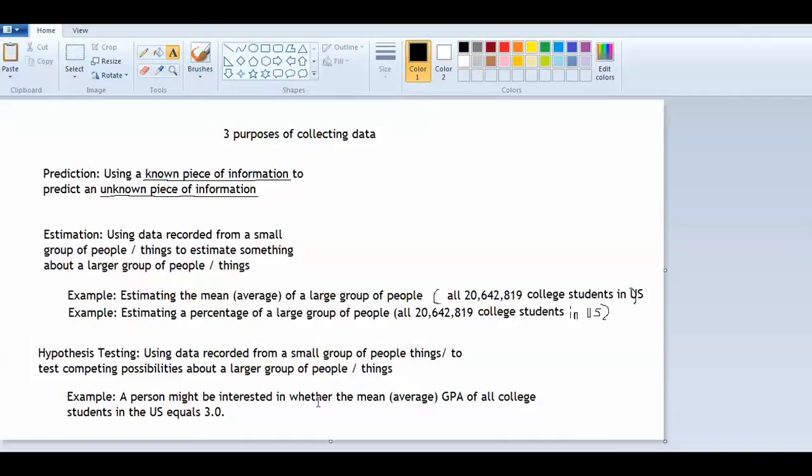And next we'll talk about some more definitions.